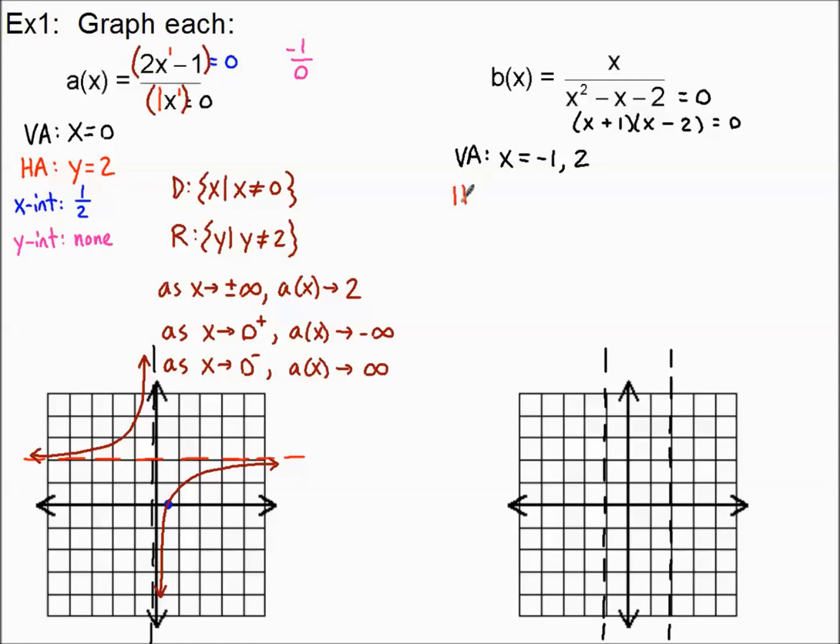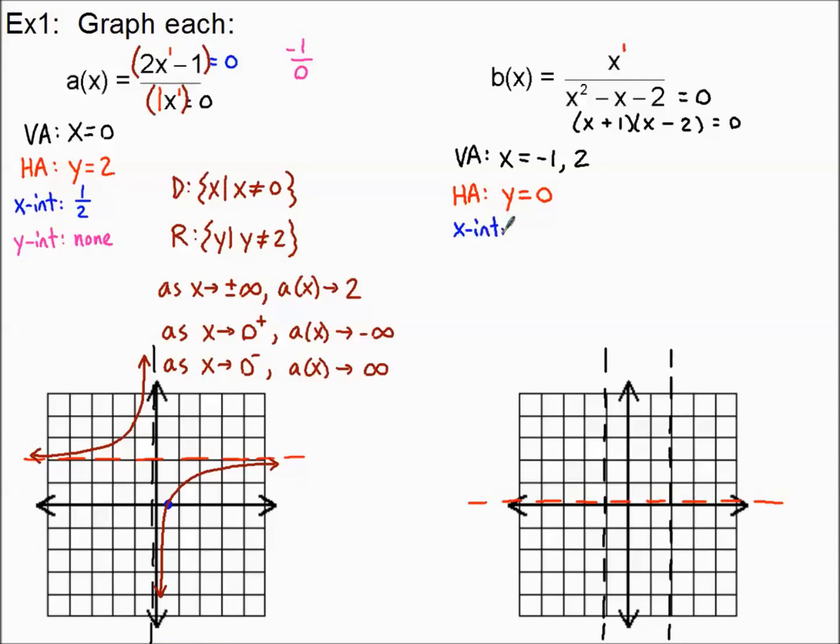Our horizontal asymptote depends on our degrees. The degree of the numerator is less than the degree in the denominator, so y equals 0, because that's case number 1. So I will dash the x-axis, y equals 0. Let's talk about x-intercepts.